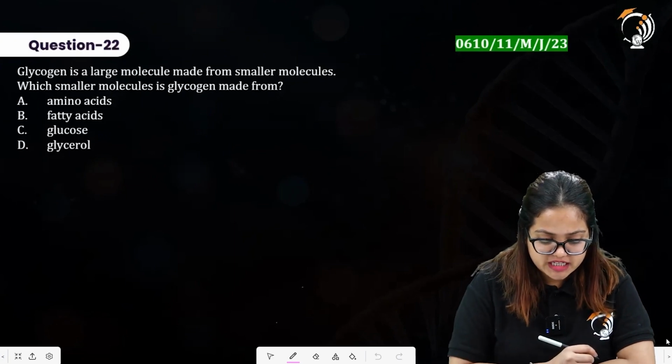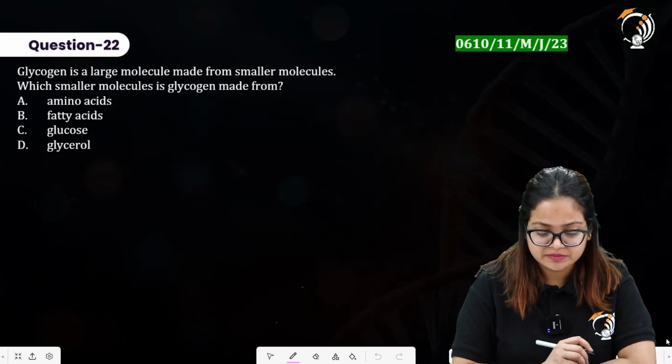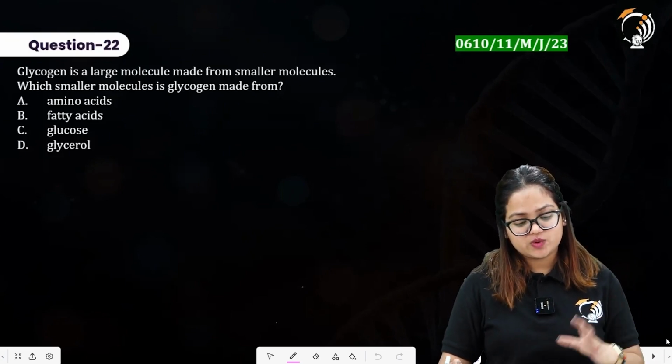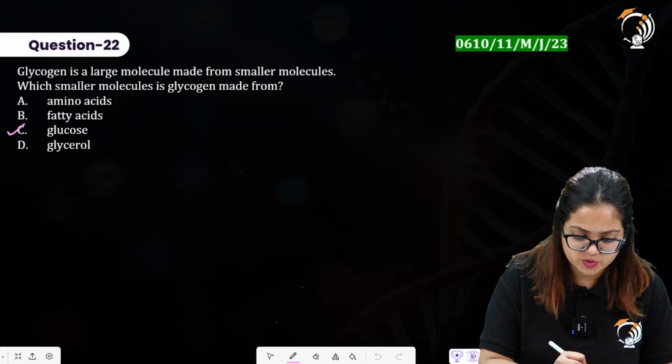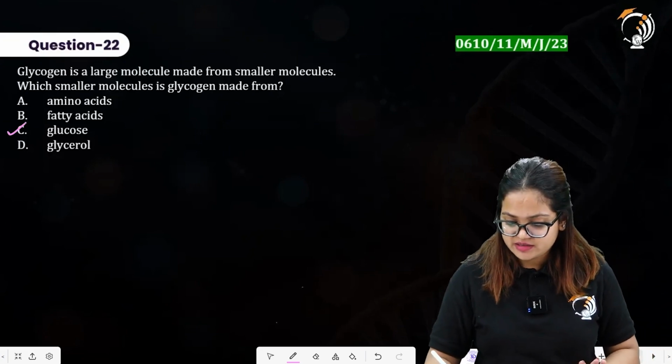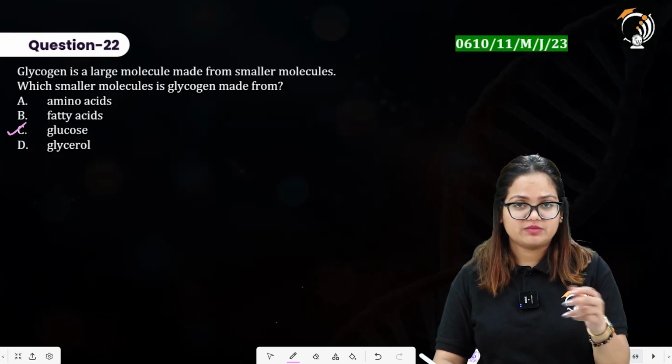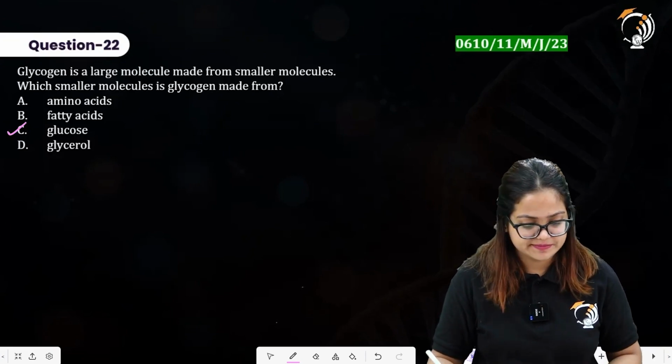Question number 22 says glycogen is a large molecule made from smaller molecules. Which smaller molecules is glycogen made from? It is made of glucose. So it has already come in October-November series, and now it has come in May-June series from the same year, that is 2023. All right.